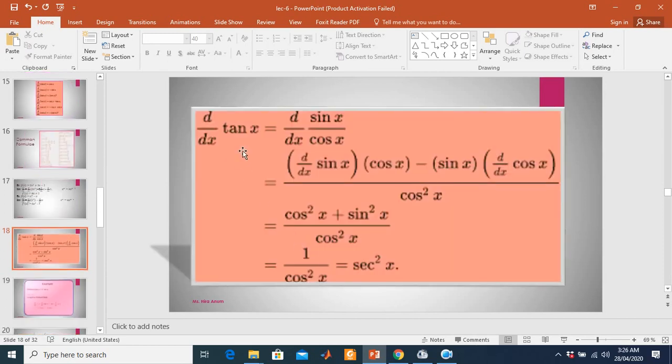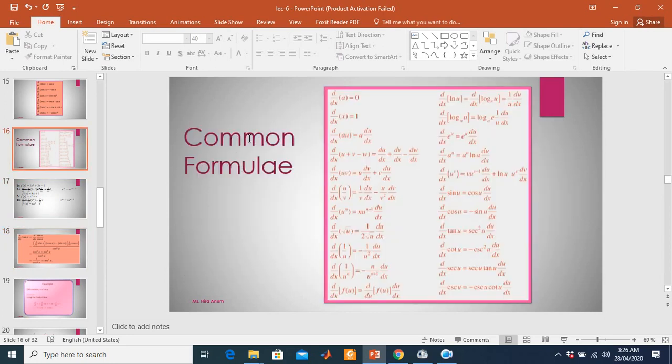Then we are taking the derivative of a trigonometric function. The derivative d over dx of tan x equals d over dx of, we break this, we know sine over cos equals tan, so sin x over cos x. We are using the formula of the quotient rule, like this, you can see this.